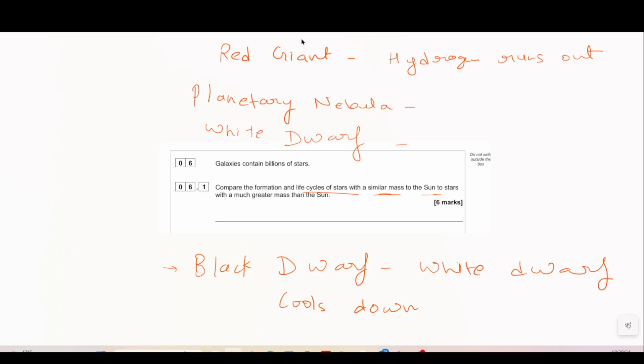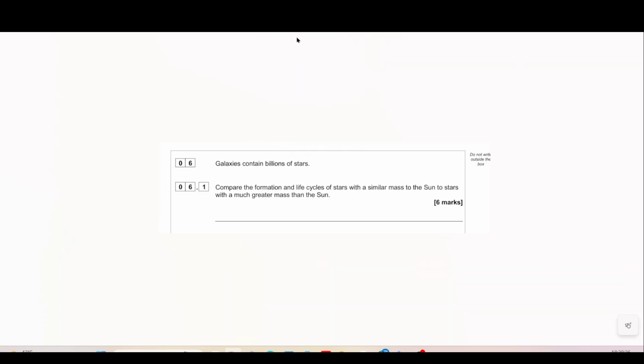Okay, great. After this, what you need to do is the life cycle of massive stars, which are much greater in mass than the sun. So the first step here is red supergiant. Red supergiant means the star expands into a much larger giant when hydrogen runs out.